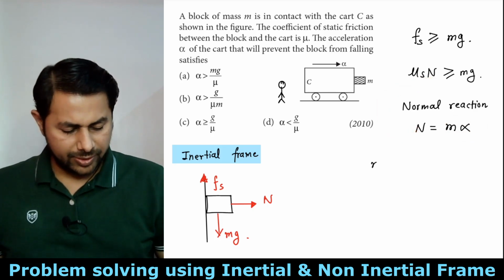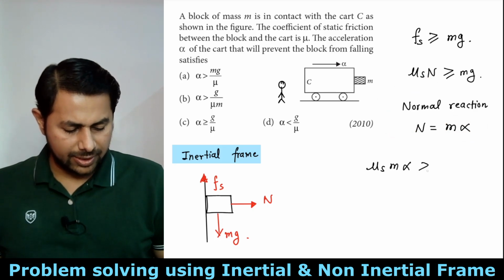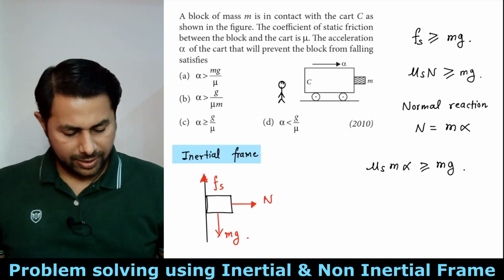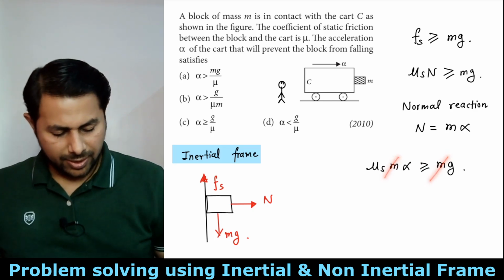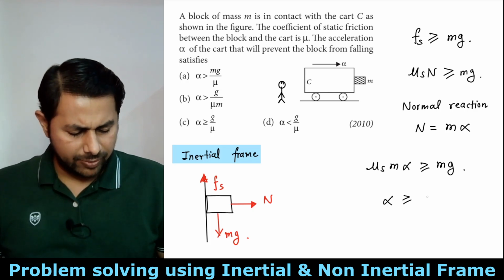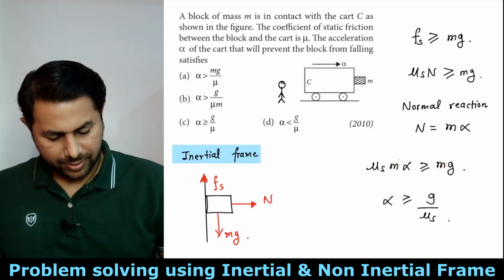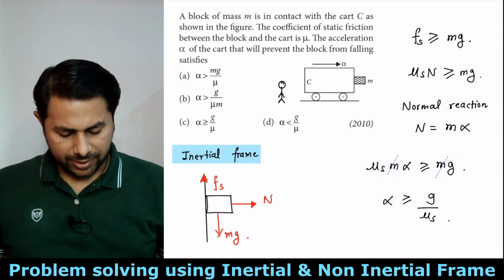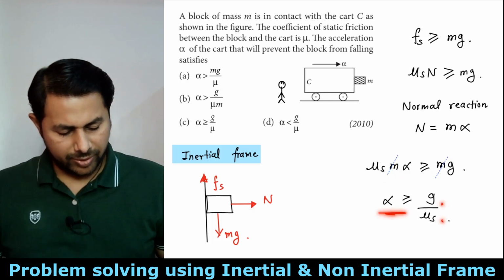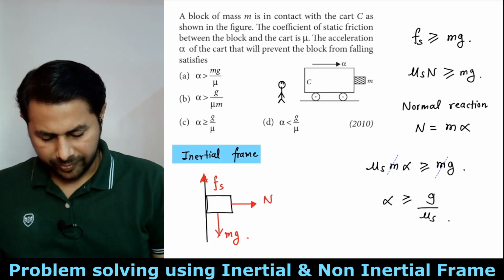So you get mu s multiplied by m times alpha is greater than or equal to m times g. Then m gets cancelled out, and you have alpha is greater than or equal to g divided by mu s. So this is the answer: alpha is greater than or equal to g divided by mu s. That is option C.